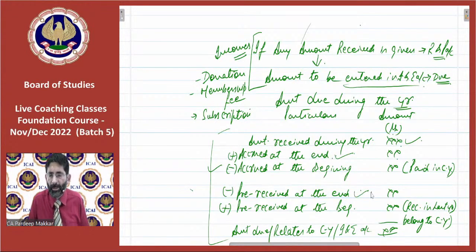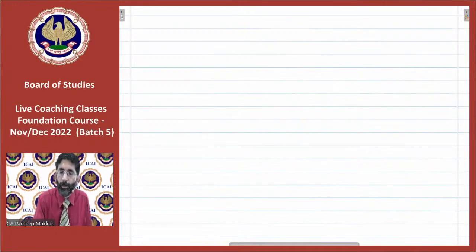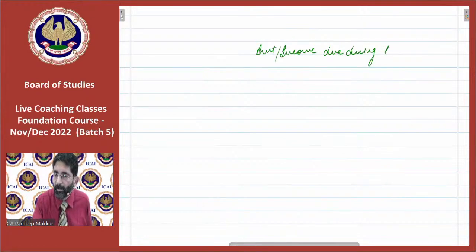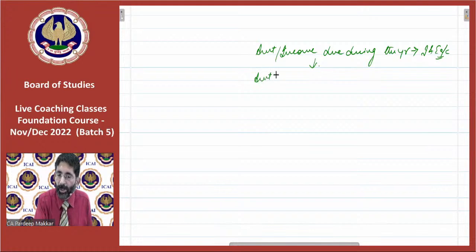So we know this, there is no discussion in this. We are working on this now. So I'm going to do the reverse now. If amount or income due during the year is given, so that means for income and expenditure account amount is given, but we have to calculate amount or income received during the year.